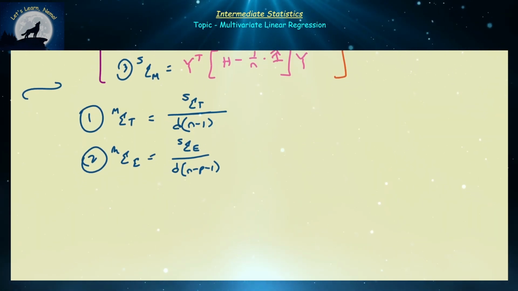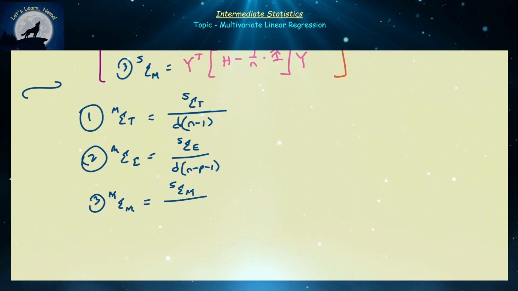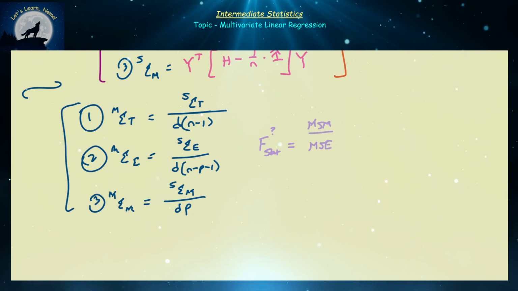And then lastly, we have our M sigma M matrix. So M sigma M will be equal to your S sigma M matrix divided by the degrees of freedom, which was equal to the number of predictors you had, and now we have d of them for each of those predictors. So those would be our mean square matrices, and then it can start building your test statistics. For example, a nice test statistic, the F statistic, for our MSM over MSE, would be something that you would try and generalize.